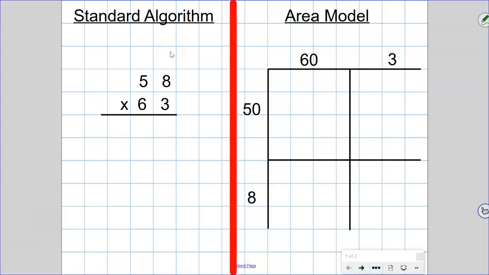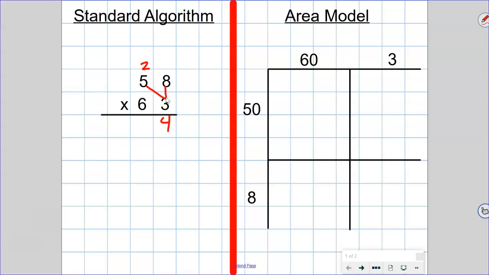So for 58 times 63, the first thing I'll be doing is starting with this 3. I'll be doing 3 by 8, and then the 3 by 5. So 3 times 8 gives me 24. So I'm going to carry the 2 up above the next place and then leave a 4 behind.